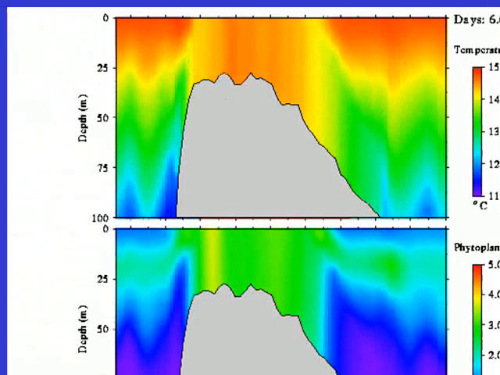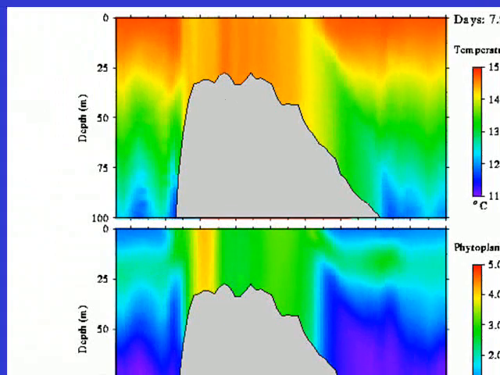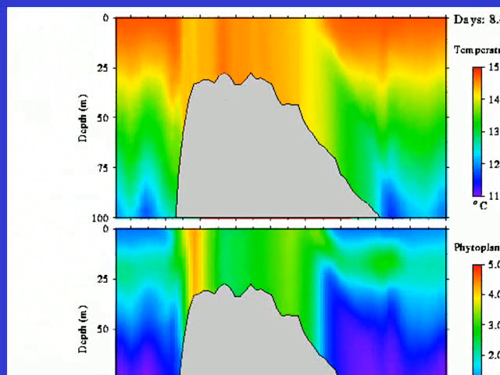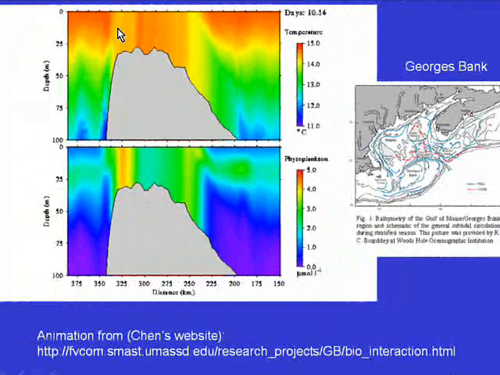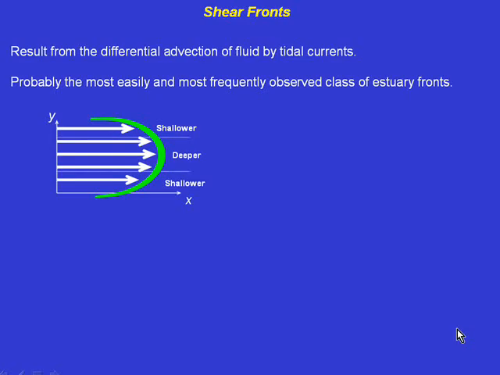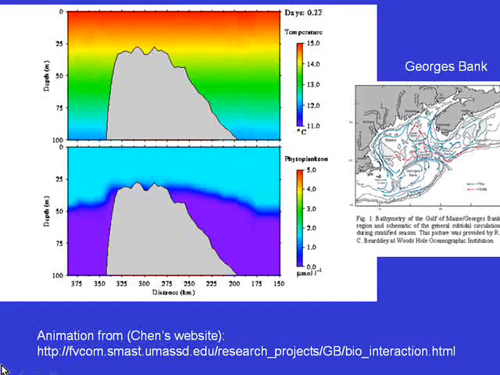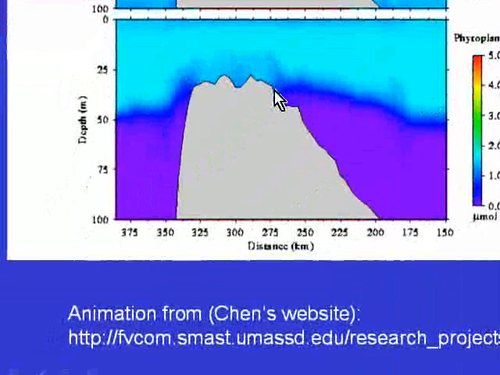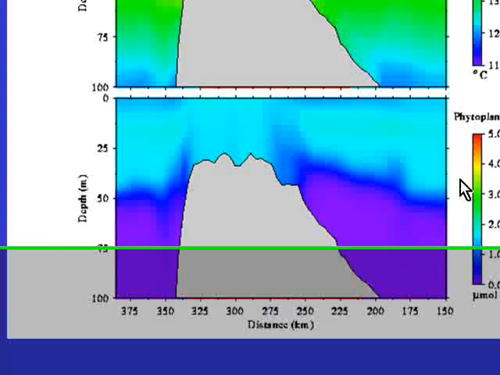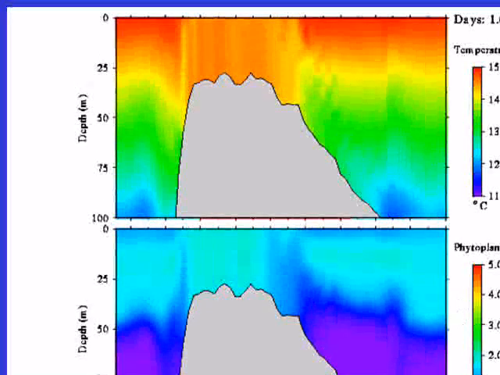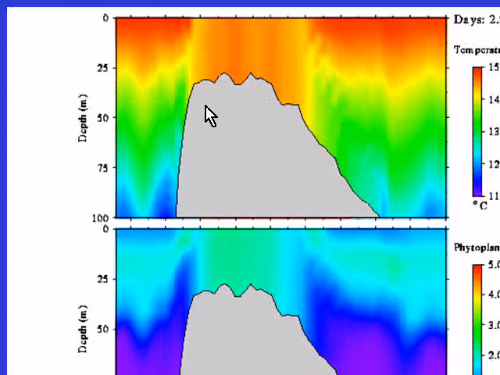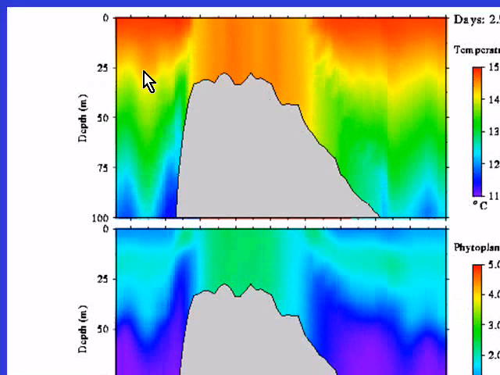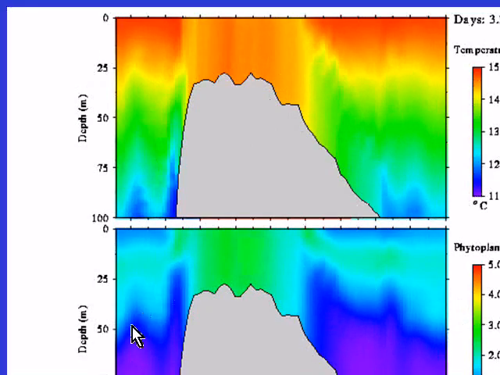So if we go back, let's go back. No, it'll start again. So initially, it's all stratified here. I don't know if I'm going to be able to stop it. I won't be able to stop it. But look, the chlorophyll is also stratified. So then when the tidal currents start acting, look how they are effectively mixing the water column. Whereas outside of the bank, the water column remains stratified, both for temperature and for chlorophyll.